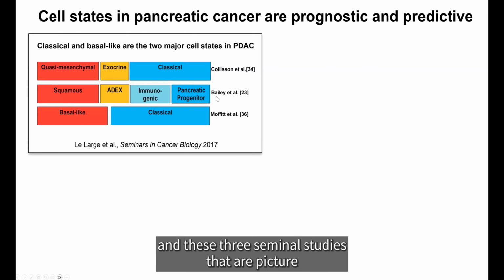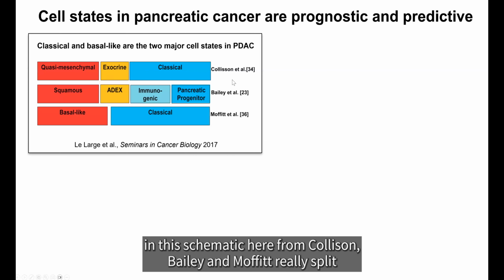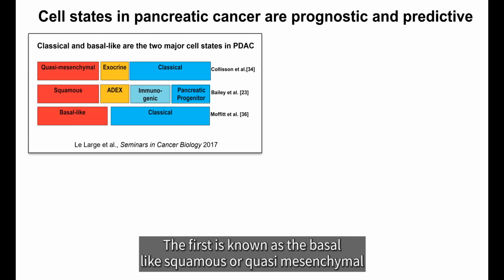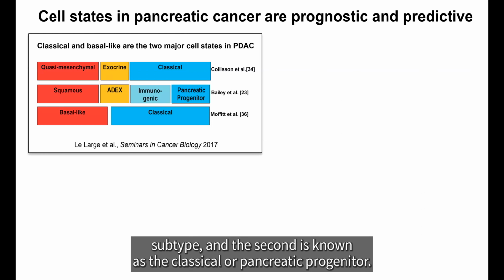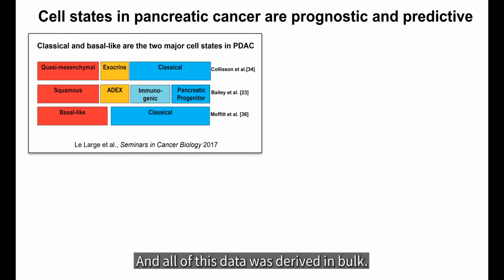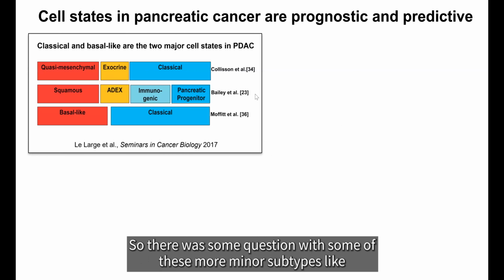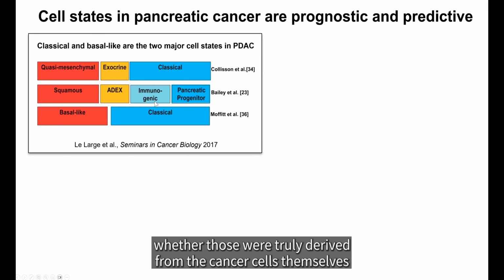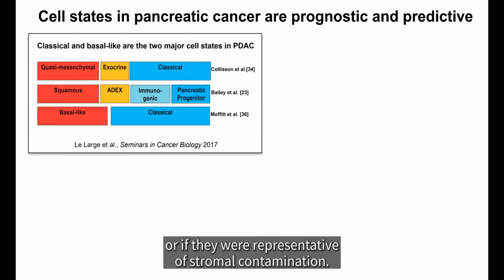And these three seminal studies that are pictured in the schematic here from Collison, Bailey, and Moffitt really split pancreatic tumors into two major categories. The first is known as the basal-like squamous or quasi-mesenchymal subtype, and the second is known as the classical or pancreatic progenitor. And all of this data was derived in bulk. So there was some question with some of these more minor subtypes like exocrine, ADEX, or the immunogenic subtypes, whether those were truly derived from the cancer cells themselves or if they were representative of stromal contamination.